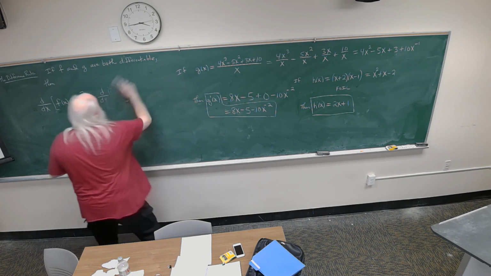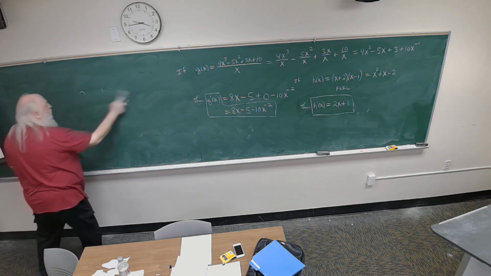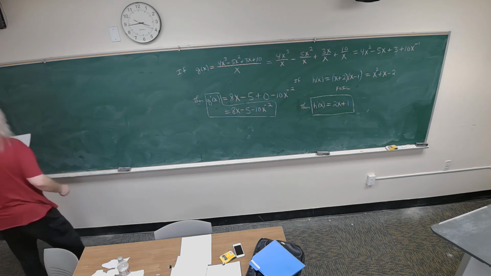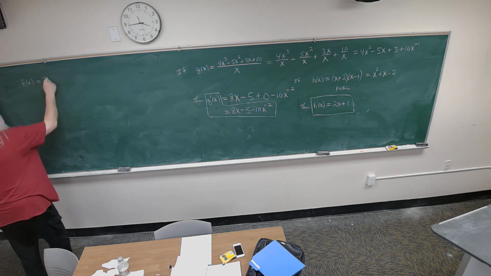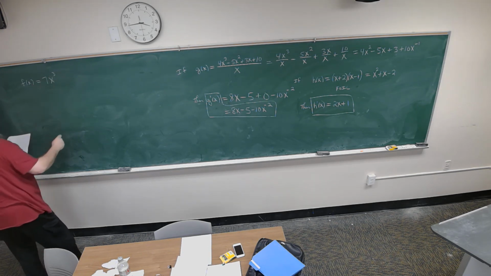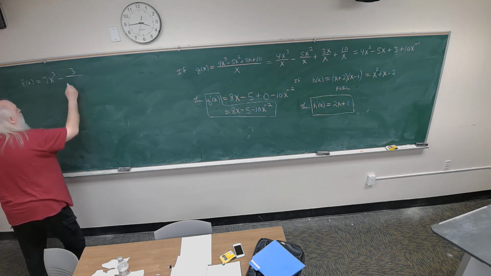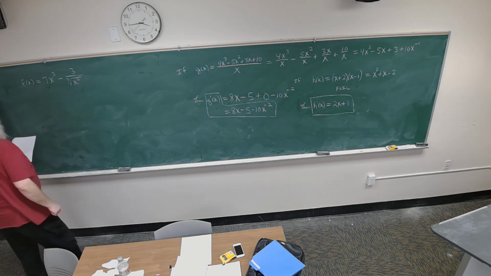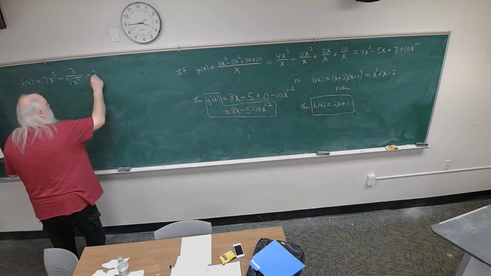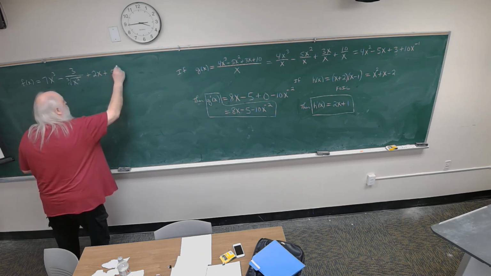Let's do one more, and then we'll call it the weekend. So we have f of x is equal to 7x cubed minus 3 over the cube root of x squared plus 2x plus 5 squared.